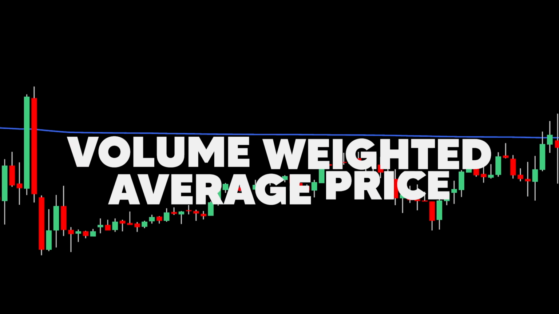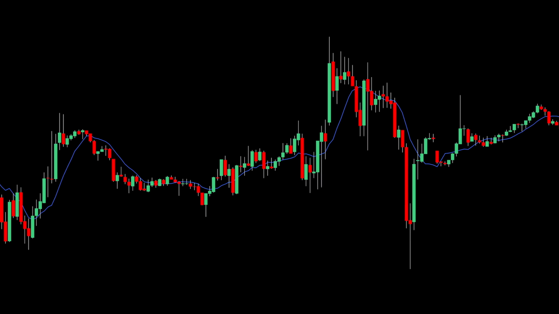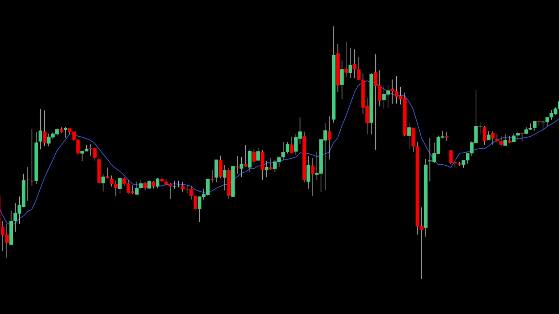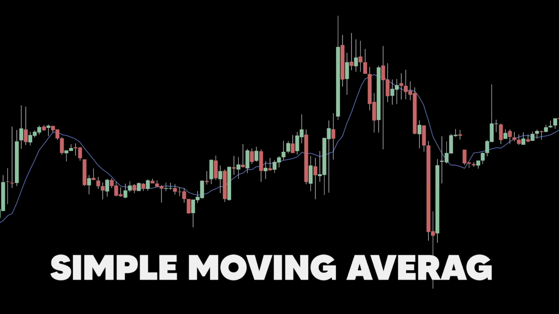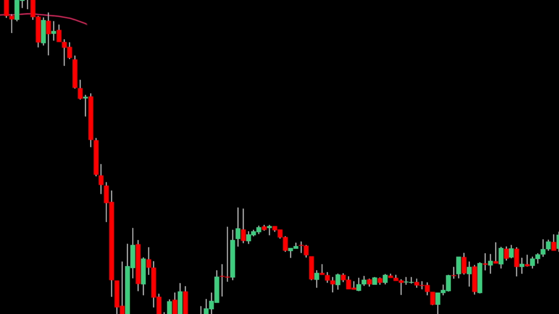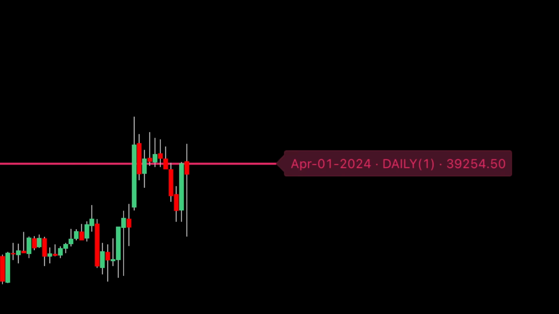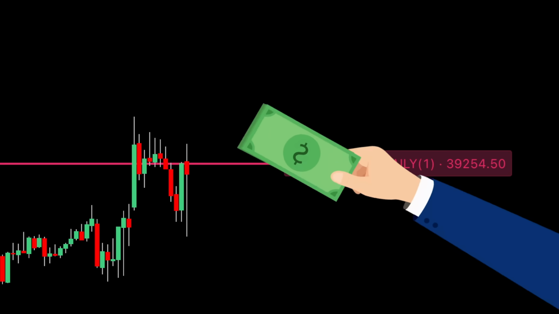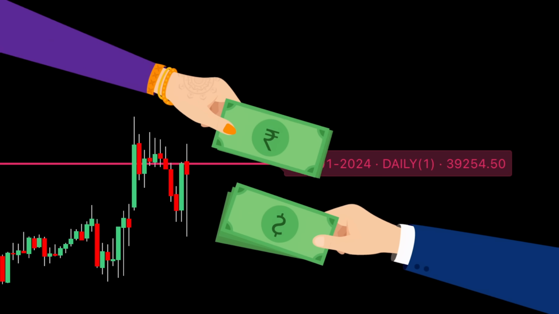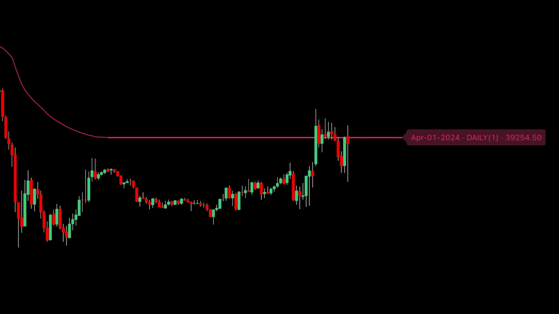VWAP stands for volume-weighted average price. Unlike other indicators that simply average out the price over a specified period, such as a simple moving average, the VWAP blends both price and volume to show the true average price a security has traded at throughout the day. Think of it like this. It tells you where the majority of money changed hands. That level often acts like a magnet, pulling price back toward it. That's why traders love using it to spot smart entries and exits.